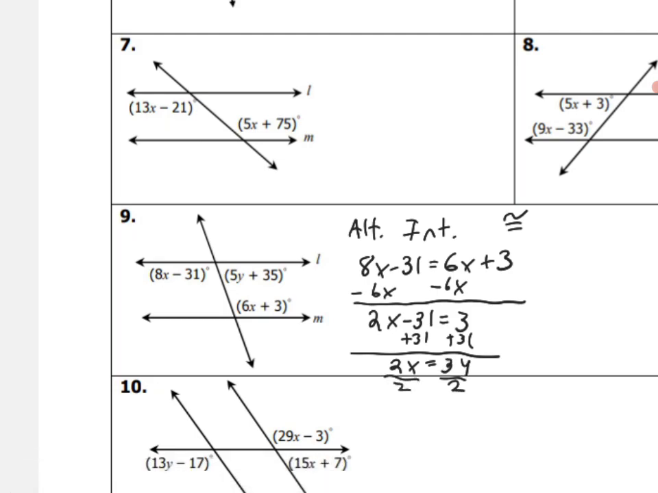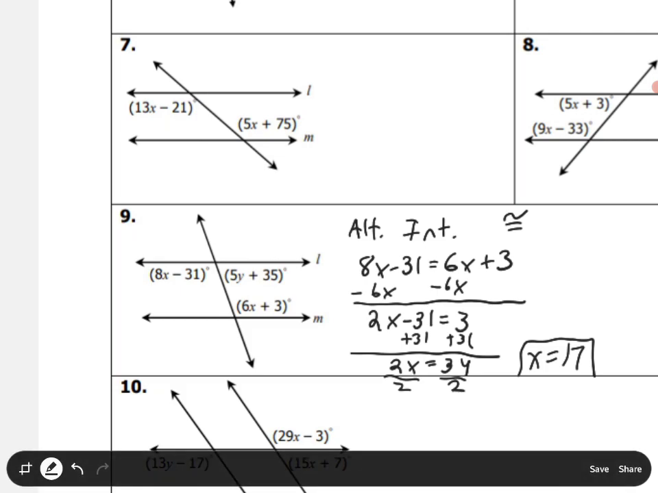Last step is our division step. 34 divided by 2 is going to give us 17. So we know x equals 17 for this problem. All right, so we solved for our first variable. Now let's see if we can find something to solve for our second variable.